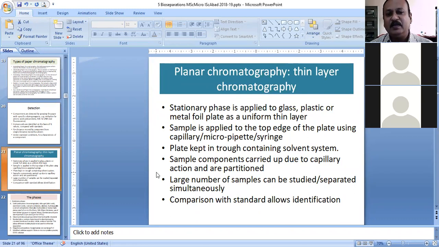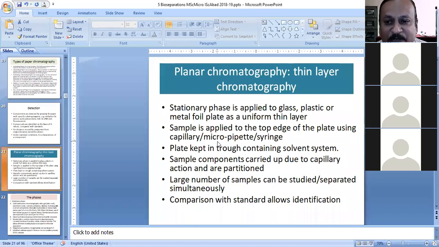Okay, and the sample is applied in the form of a small spot using a capillary tube or a micropipette or even a syringe. Or sometimes it could also be applied as a thin line. Especially if automatic applicators are used, as in the case of HPTLC, then it is applied in the form of a zone. Then the plate is kept in a trough which contains a solvent system.